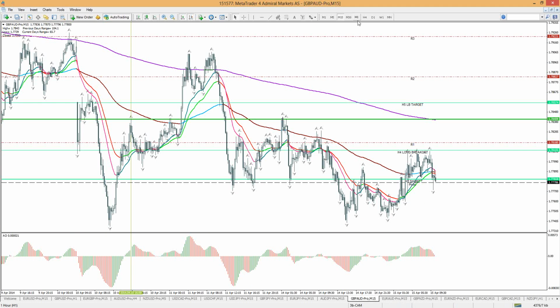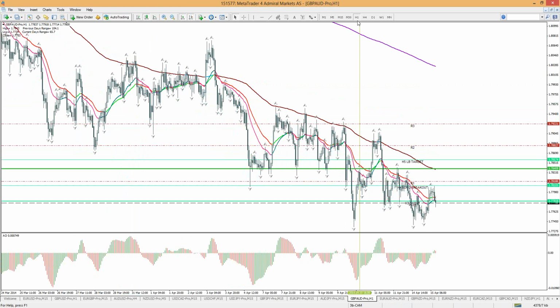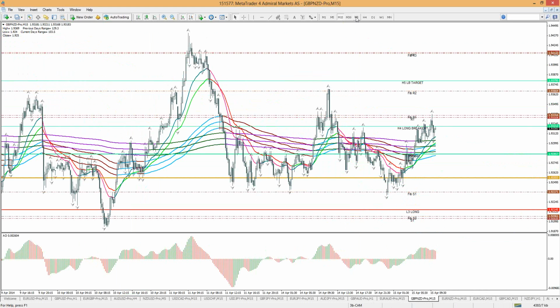Pound Aussie. Well, that has the pound in it, first of all, of course. But Pound Aussie is struggling more than the Euro Aussie, I would say. It had good falls, but a lot of big consolidation here. Pound New Zealand is absolutely flat.